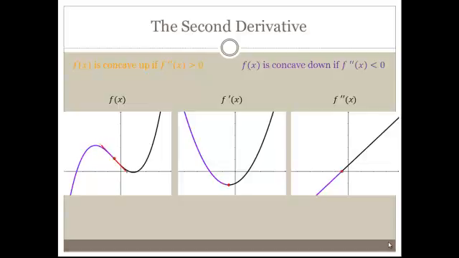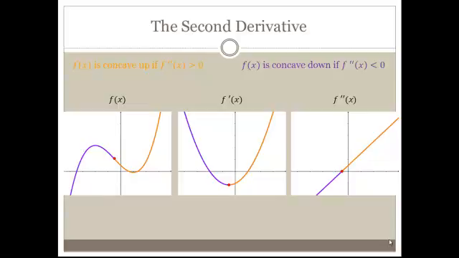As we pass from concave down to concave up, the first derivative changes from decreasing to increasing, and the second derivative changes from negative to positive. Notice, as we pass from negative to positive, we have the point where f double prime of x equals 0. Notice in our graphs here that when f of x is concave down, f prime of x is decreasing, and f double prime of x is negative. Likewise, where f of x is concave up, f prime of x is increasing, and f double prime of x is positive.